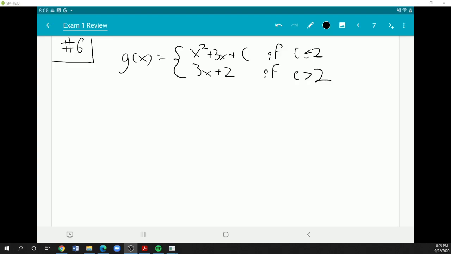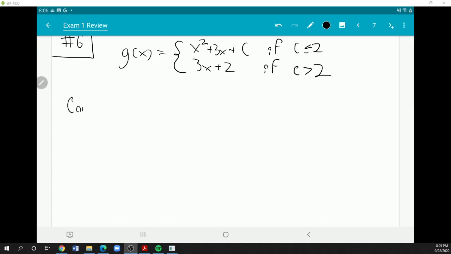Problem number 6. So we want to find the value of c that makes g of x continuous at every single point. And this is our g of x, this piecewise defined function here. So what do we need for continuity? We need 3 things.